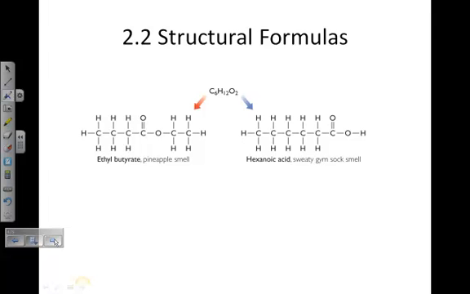Alright, so far so good. Let's go to section 2.2. What is a structural formula? As you recall, when you have just a listing of the number of atoms of each element, that is called a molecular formula. However, that doesn't always give us enough information.